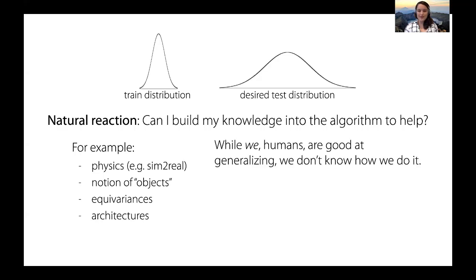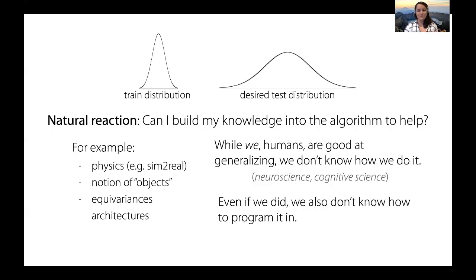The first reason is that while we humans are good at generalizing, we don't actually know how we do it. There's a whole field devoted to this in neuroscience and cognitive science. And even if you do think that you know how we generalize so broadly, we also don't know how to program it in. This is essentially the approach of symbolic AI approaches that have been studied a great deal, but also have really been limited in their generalization and their abilities to actually tackle problems in the real world.